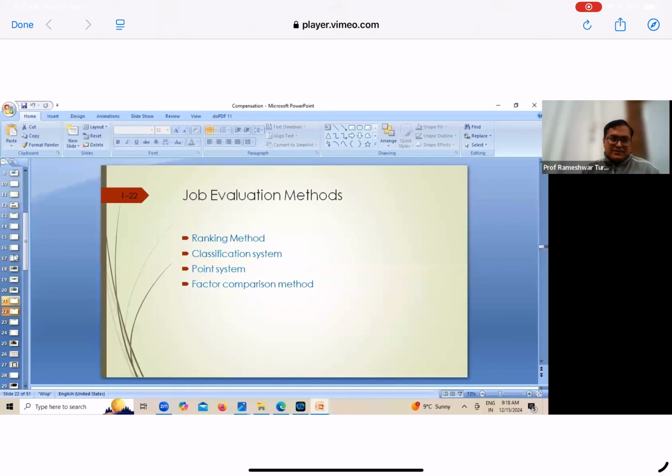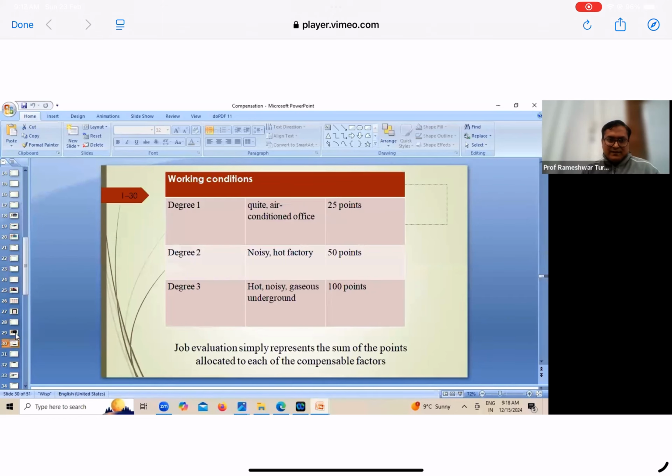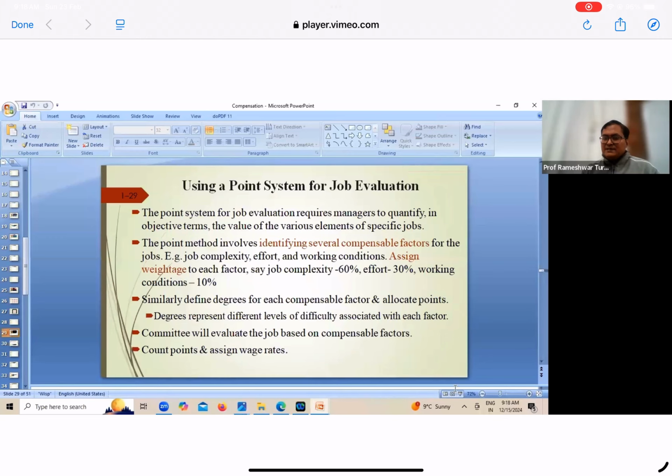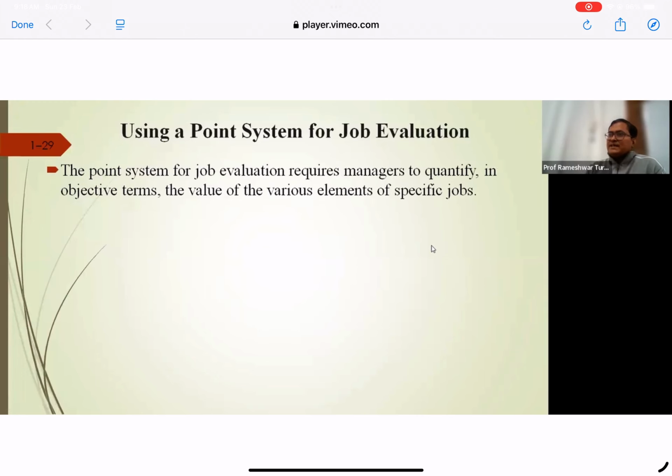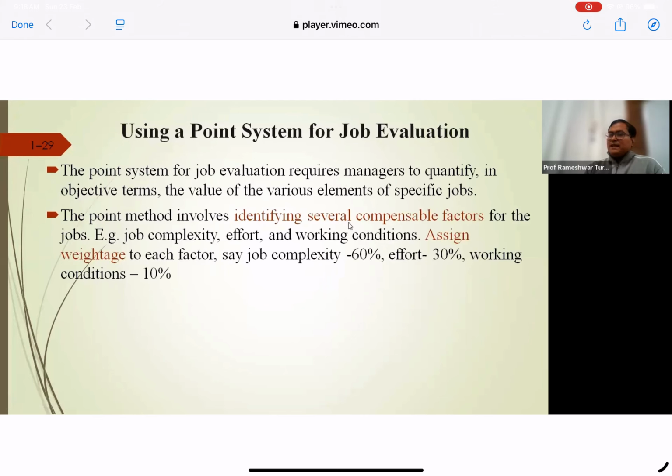I will just recall, because this job evaluation is a little bit of a complex issue. Are you able to recall this example? I said that we can compare job evaluation systems. The job is compared and finally some points are given. The point system of job evaluation requires managers to quantify in objective terms the value of various elements of a specific job. For example, I gave an example.